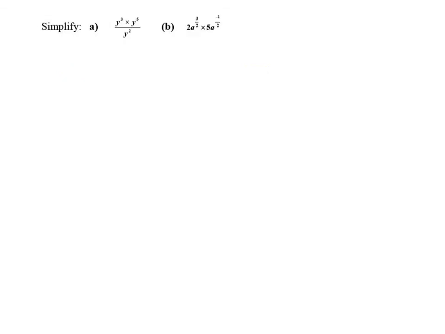Question 5 is testing our knowledge of indices. And the first one, we'll look at the top first. We've got y to the power of 3 times y to the power of 5. When we multiply indices with the same base, we simply add the indices. So that gives us y to the power of 8 over y to the power of 2. When we divide indices with the same base, we do a subtraction. So 8 over 2 gives us y to the power of 6.